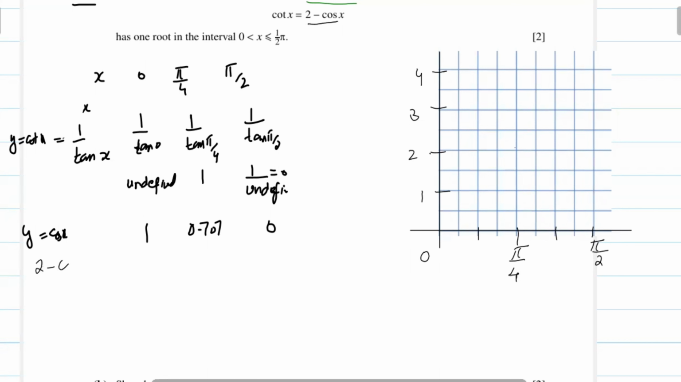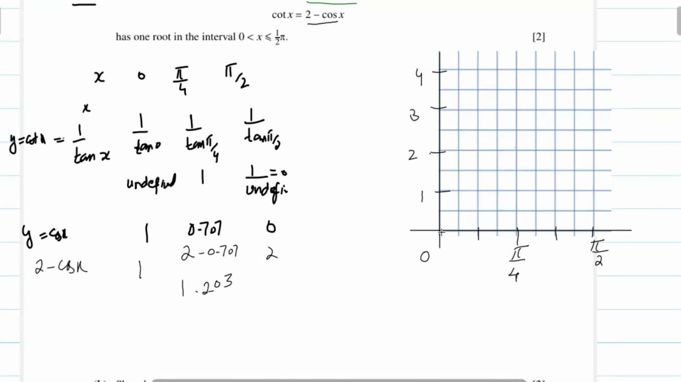Therefore, we write 2 minus cos x equal to 2 minus 1 is 1. 2 minus 0.707, this will be equal to 1.203. And the next value is 2 minus 0 is 2. And therefore, we now draw the graph against these values.